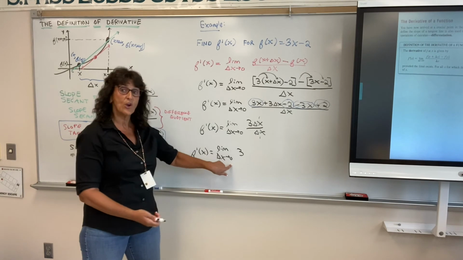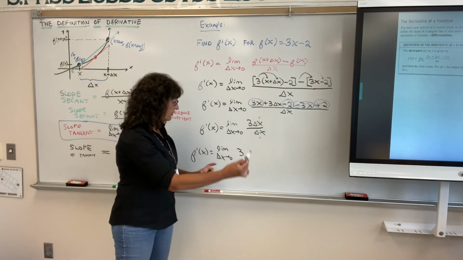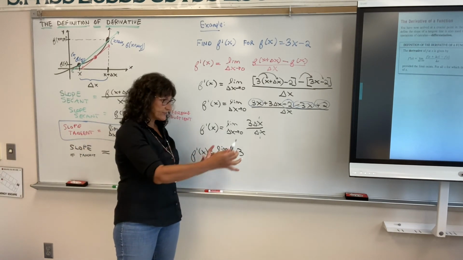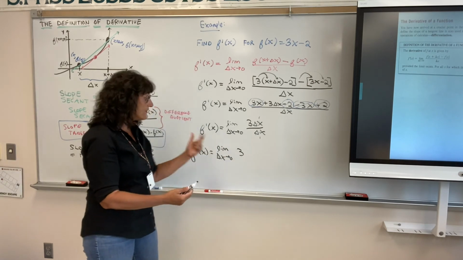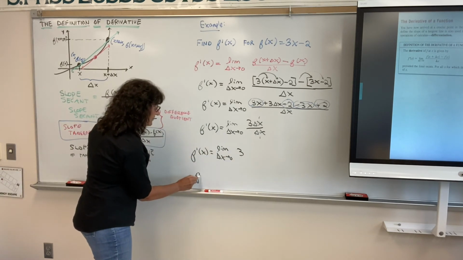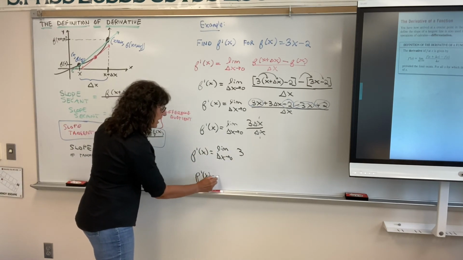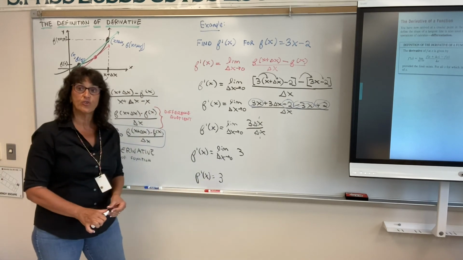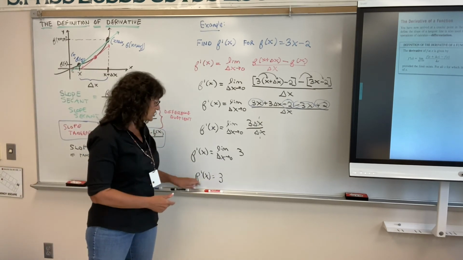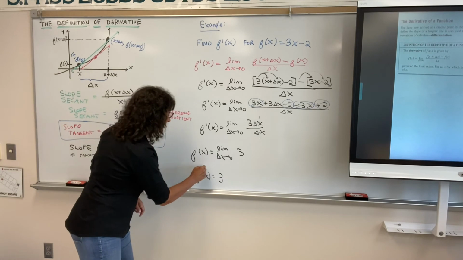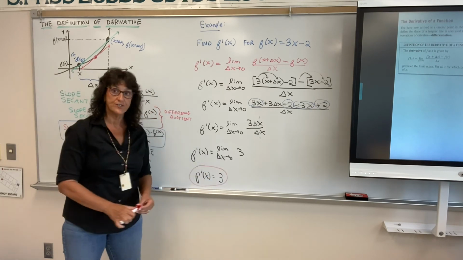As delta x approaches 0 from the left and right, the y's are going to stay right at 3. Anytime you take the limit of a constant, it is that constant. So the derivative of this linear function is 3. The derivative is 3, and there's your answer.